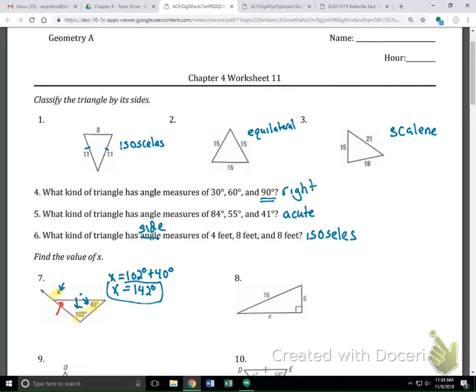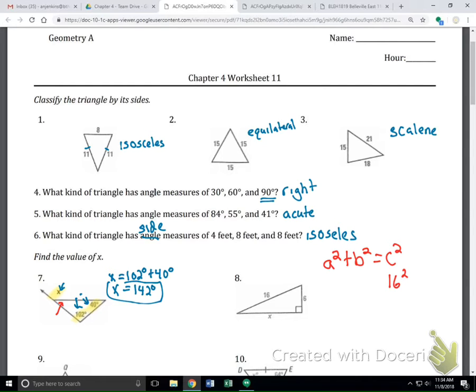And then on number 8, we're using what? Same thing, a little different. We're finding a missing side length. We're using, it starts with a P, ends with theorem. Pythagorean Theorem. What does the Pythagorean Theorem say? A squared plus B squared equals C squared. Okay, and C is going to be our longest side, 16. So that's going to be 16 squared.